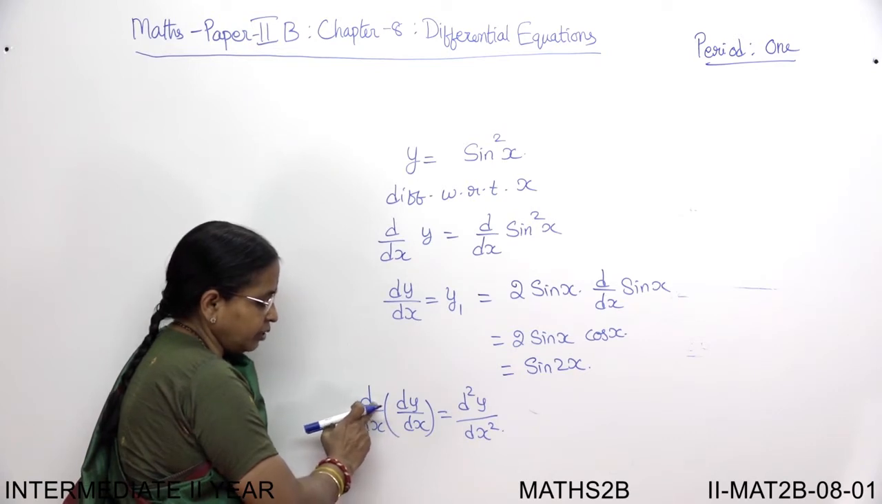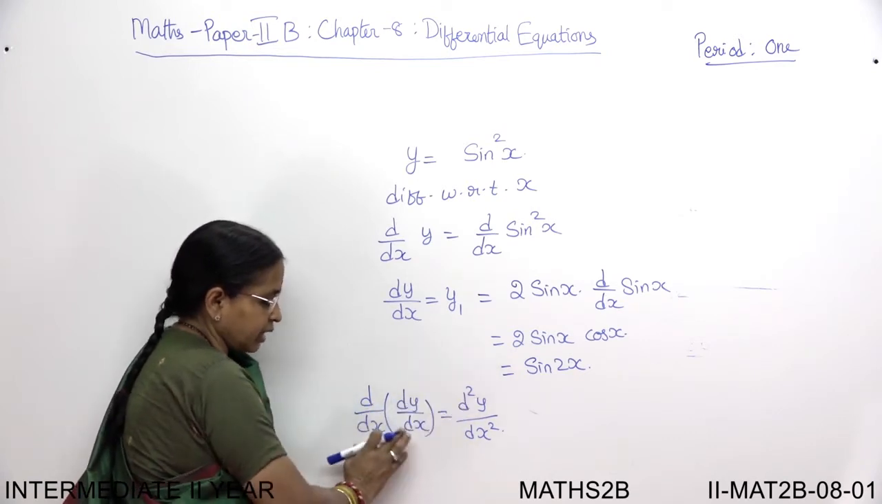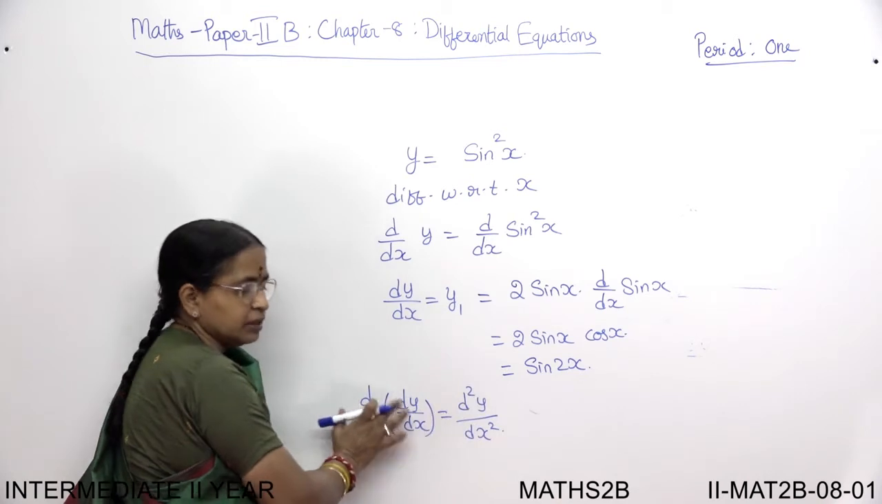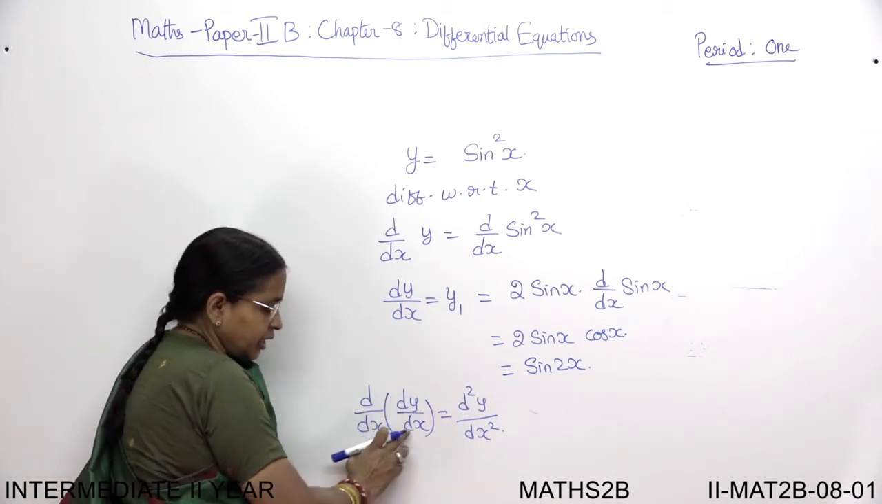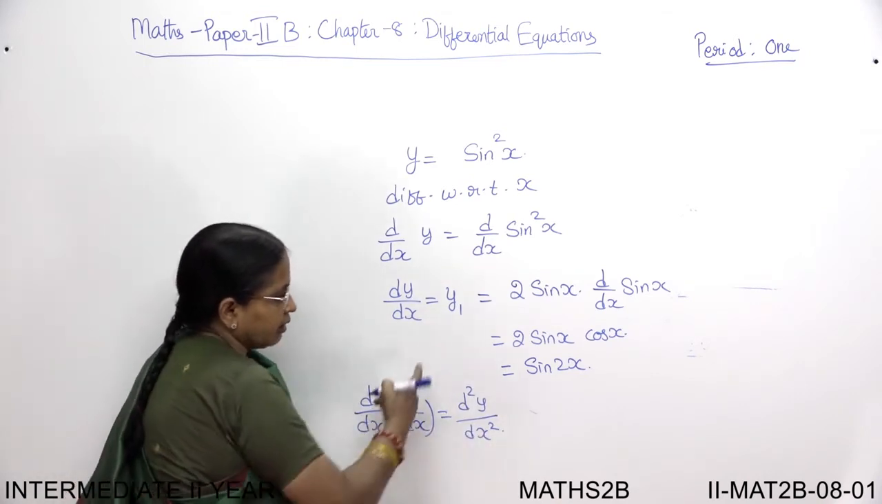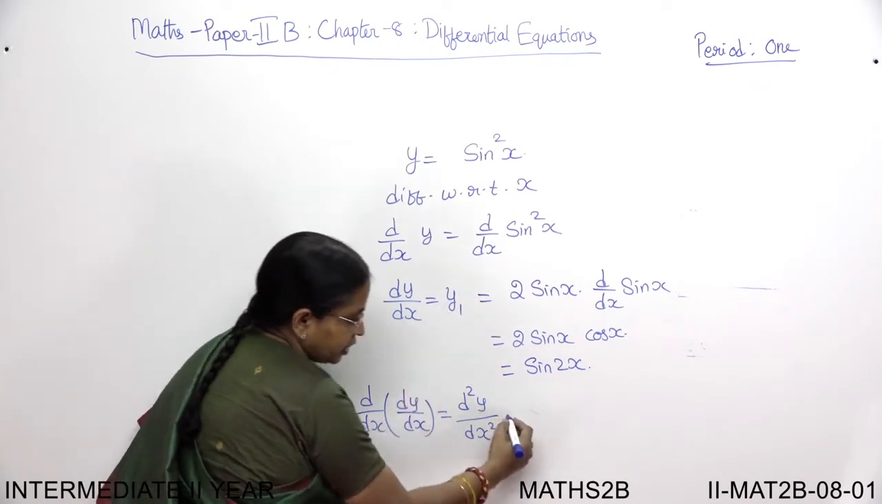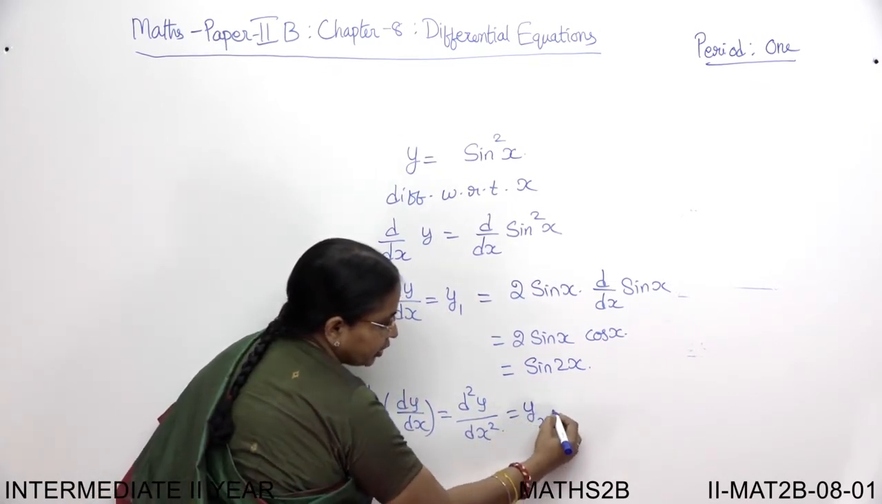It is not that you are multiplying d into d square like that. This is purely a symbol. So dx square, it is dx square. Like in this notation, it is denoted by y2.